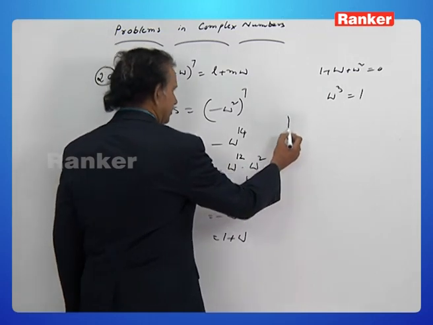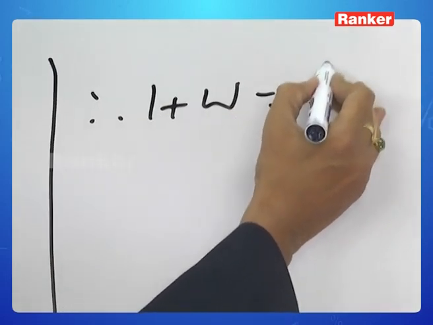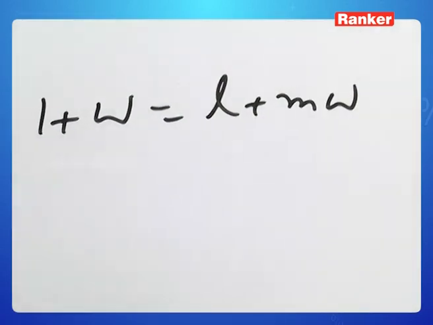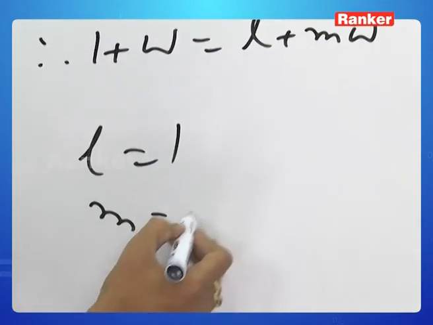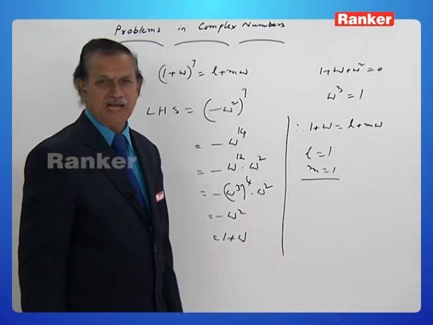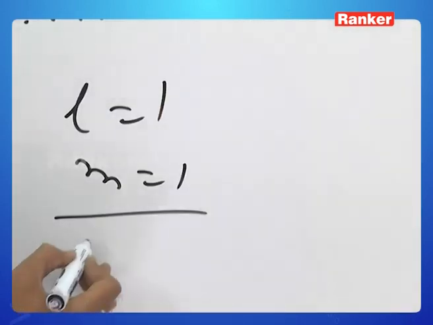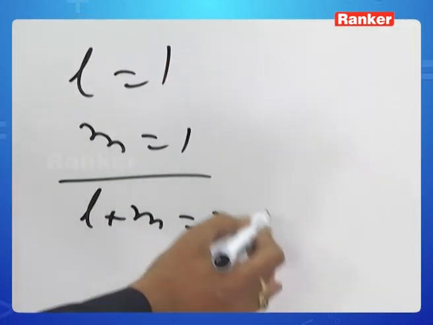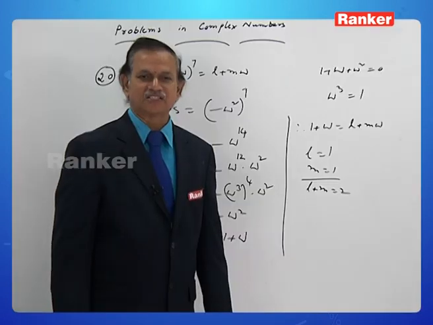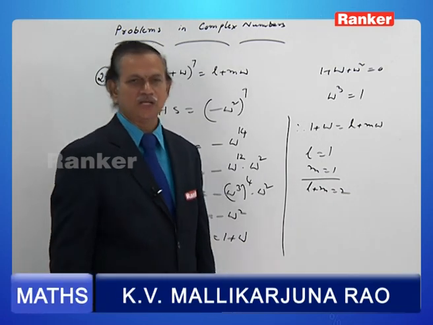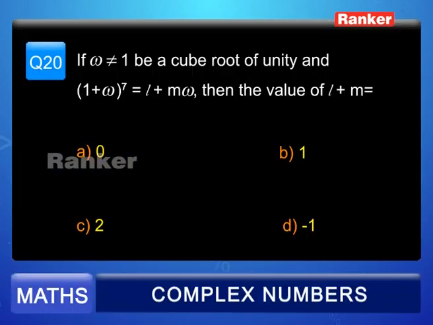What can you have? Therefore, 1 plus omega is equal to L plus m omega. Hence, by comparing, L is equal to 1 and m is equal to 1. We do not want the values of L and m actually. We want the value of L plus m. You just add them. L plus m is equal to 2. Therefore, option C is the right option. Value of L plus m is 2. Hence, option C is of course the right option as it is available in option C. Right answer is 2. Right option is C.